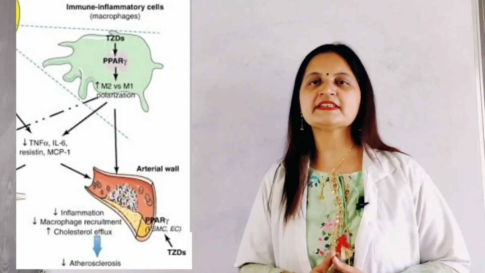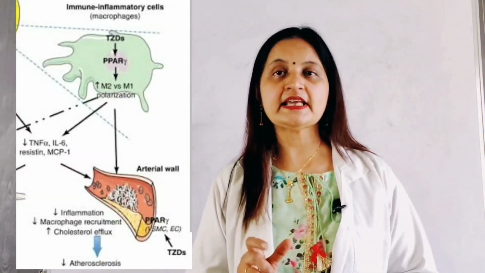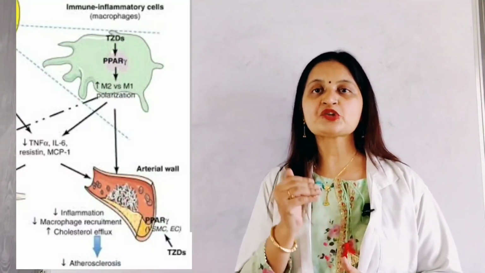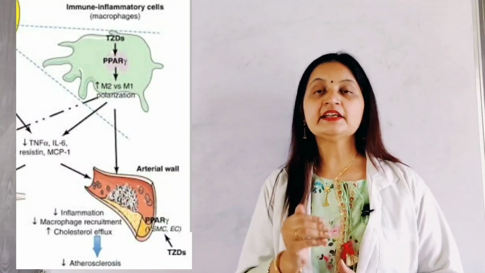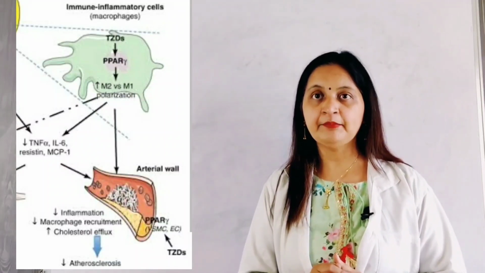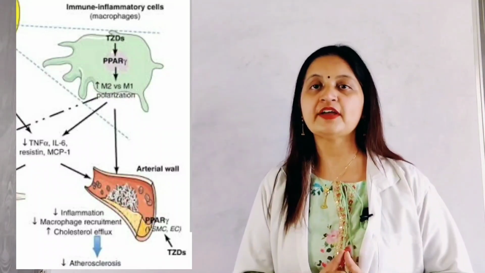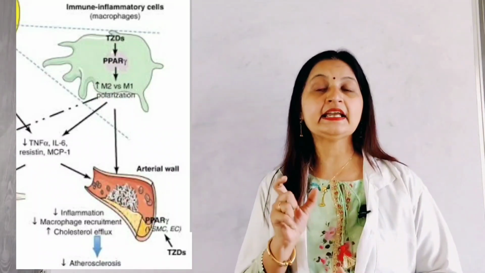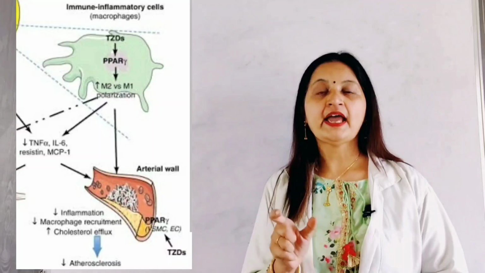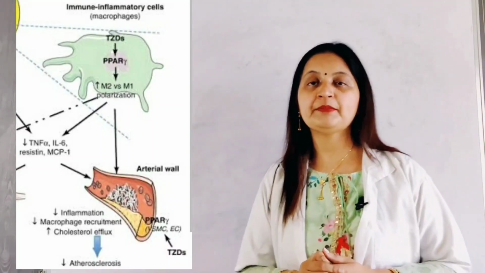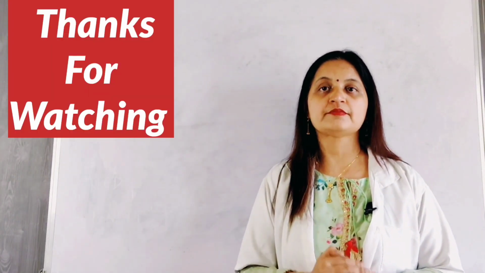Lastly, PPAR-gamma receptor activation in the inflammatory cells decreases the release of inflammatory mediators, decreases oxidative stress, decreases damage to the endothelium, reduces cellular proliferation, and the recruitment of macrophages is reduced, and this decreases the progression of atherosclerotic diseases. So in this way, through the activation of PPAR-gamma receptors, the cardiovascular events are reduced.